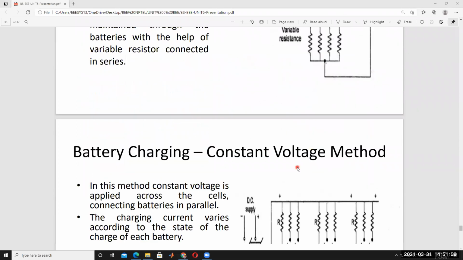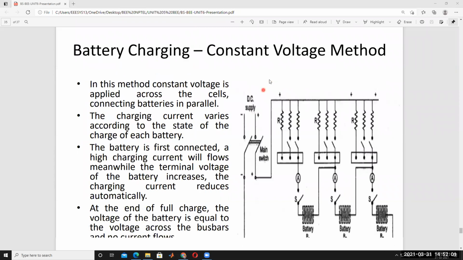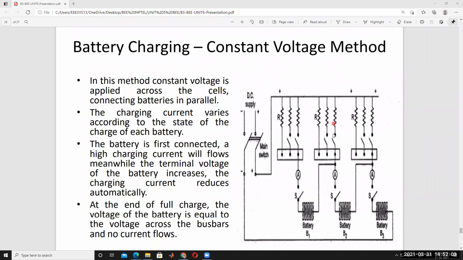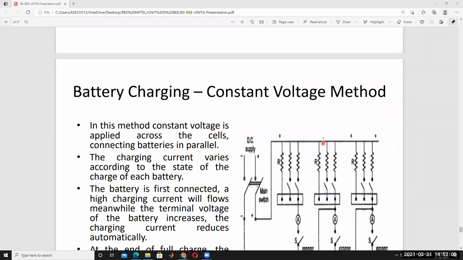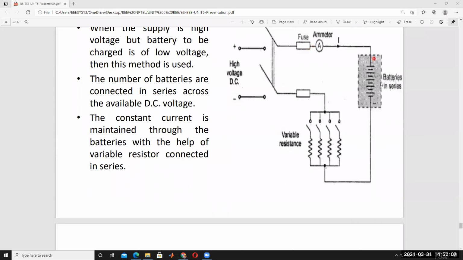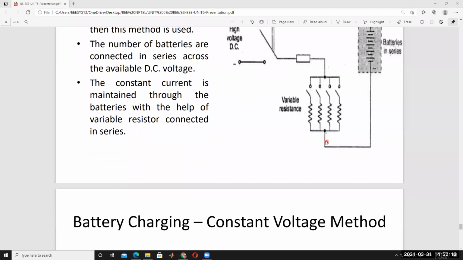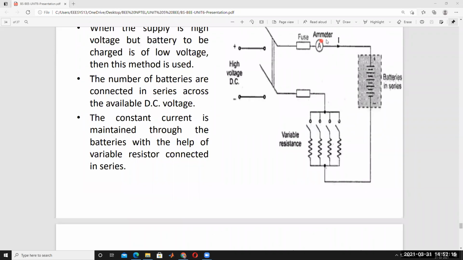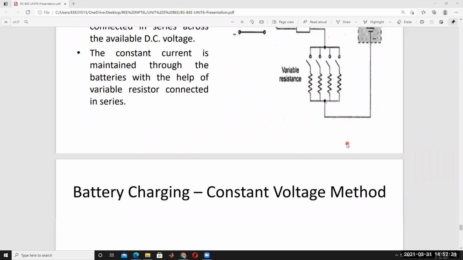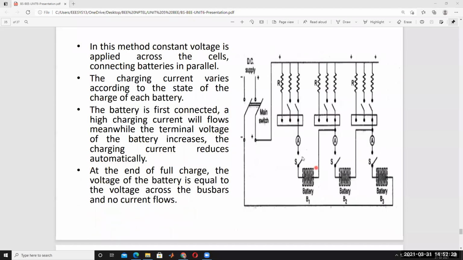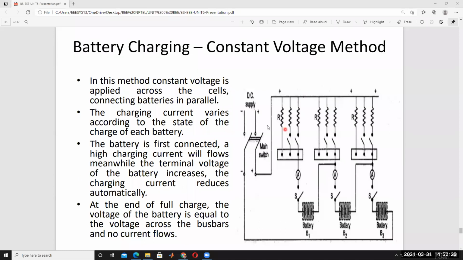Okay, and battery charging by the constant voltage method. In series, the current is changing. By changing the variable resistance, the current is maintained constant. Here the current is flowing to the battery, so by changing this, we have to change the current levels. Here the parallel voltage is constant.